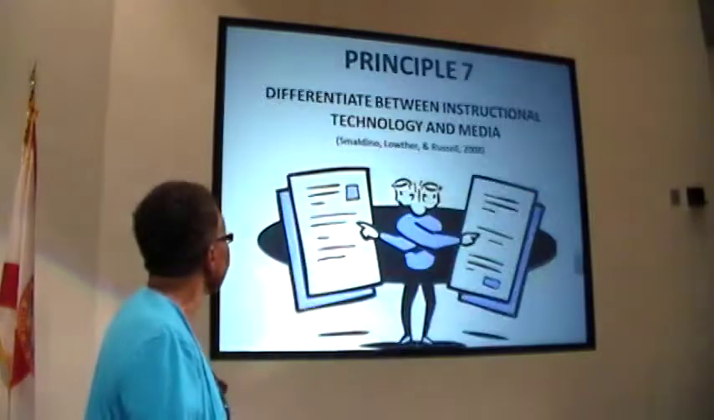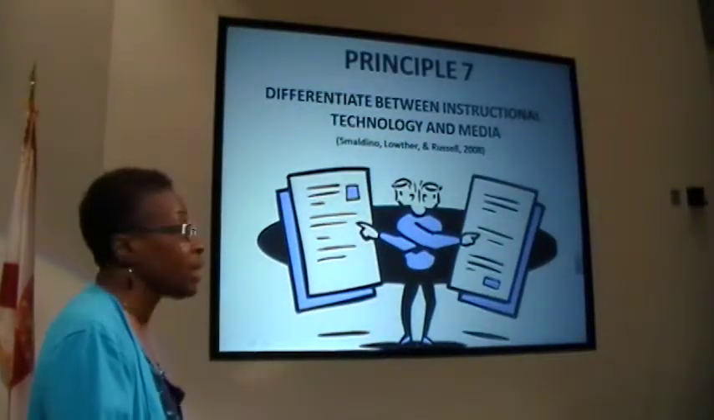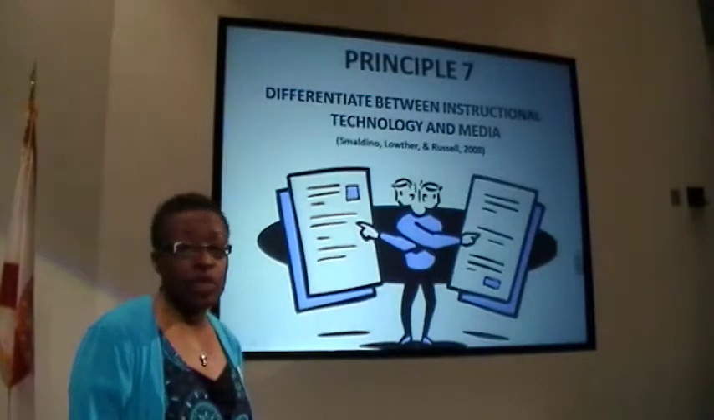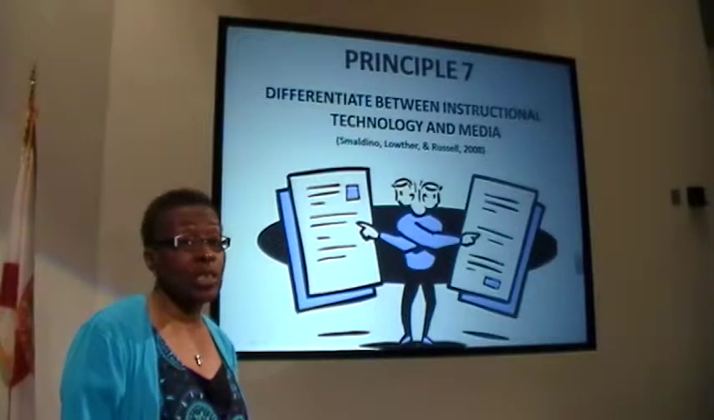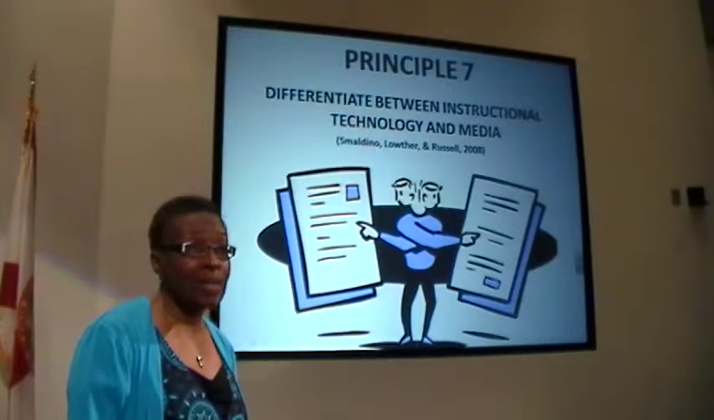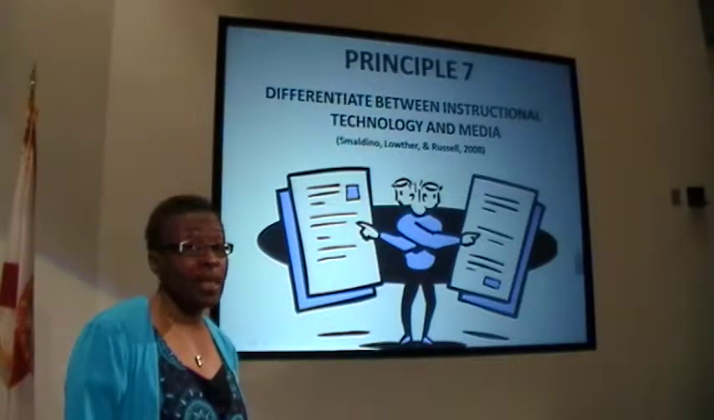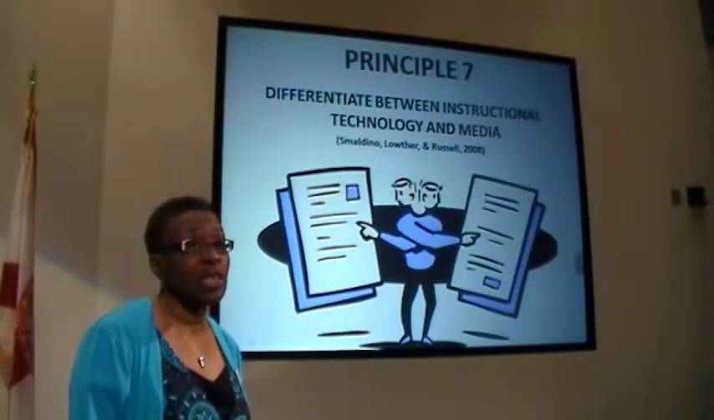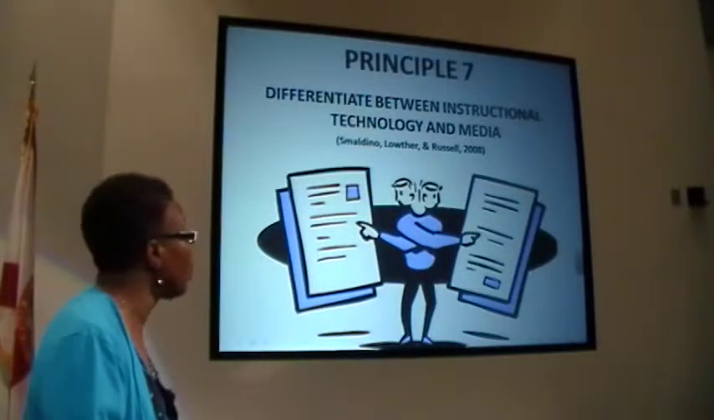Principle 7, differentiate between instructional technology and media. There is a difference. The instructional technology has to do with the teaching methods, the procedures, as well as the equipment that the teachers use. The media itself is actually the equipment and the different types of technological tools that are used in this teaching environment. We definitely need to differentiate between these two.